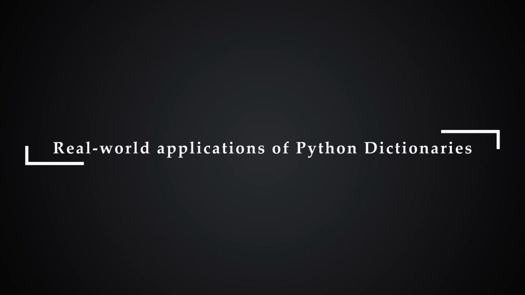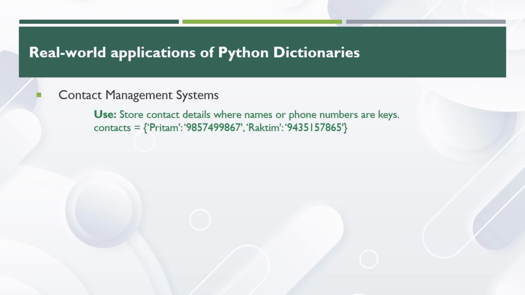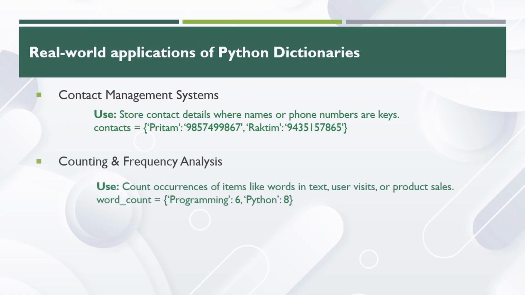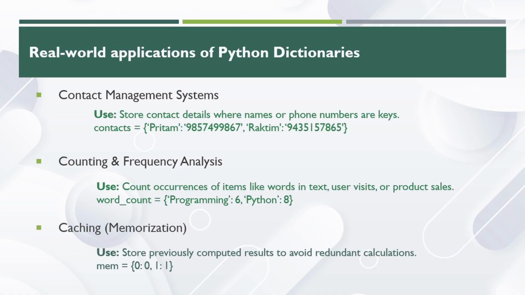Python dictionaries have several real-world applications. For example, in contact management systems, names or phone numbers can be used as keys. In frequency analysis, dictionaries help us to count occurrences of items. And in caching, previously computed results can be stored and reused.